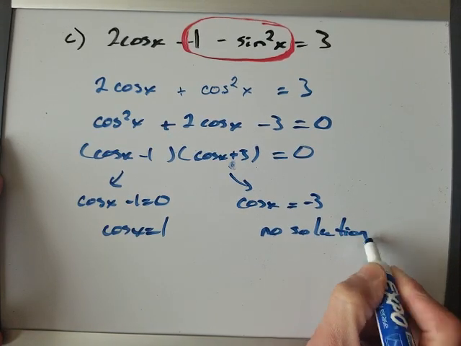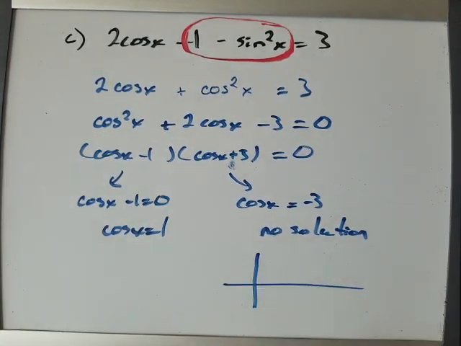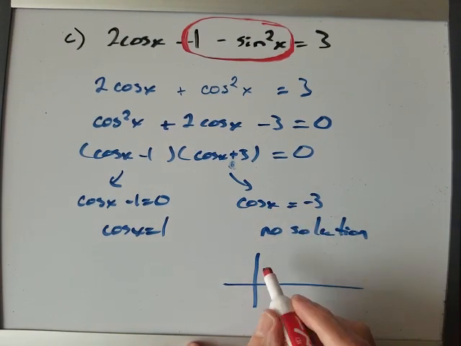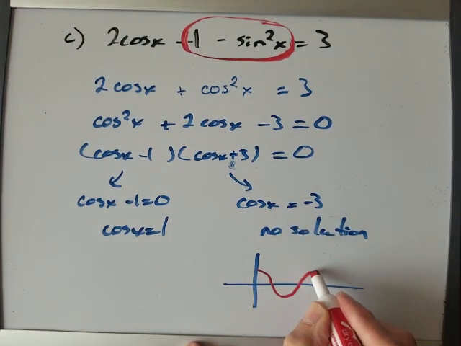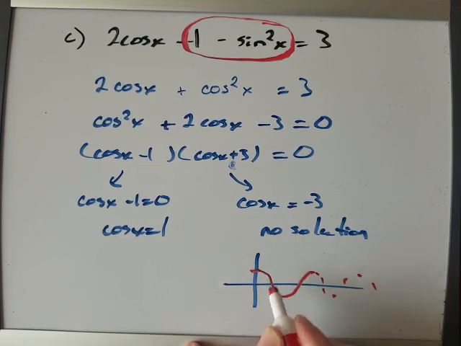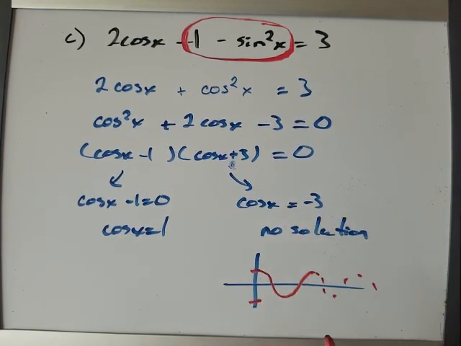And lightning quick before we finish, that no solution can be confirmed graphically. If you're going to graph cosine all by itself, this would be 1 period, and then it keeps going forever and ever. 1 and negative 1, it never reaches a height of negative 3.